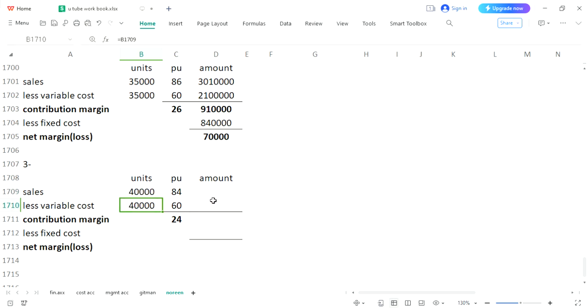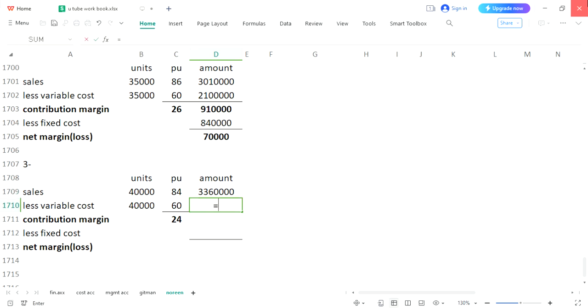So this way, this is our new income statement. Let's see if profit has increased or decreased. For that we will calculate our sales, the product of units and per unit price. Units are 40,000. We need to multiply by the per unit price, which is 84. Now we have got our sales.